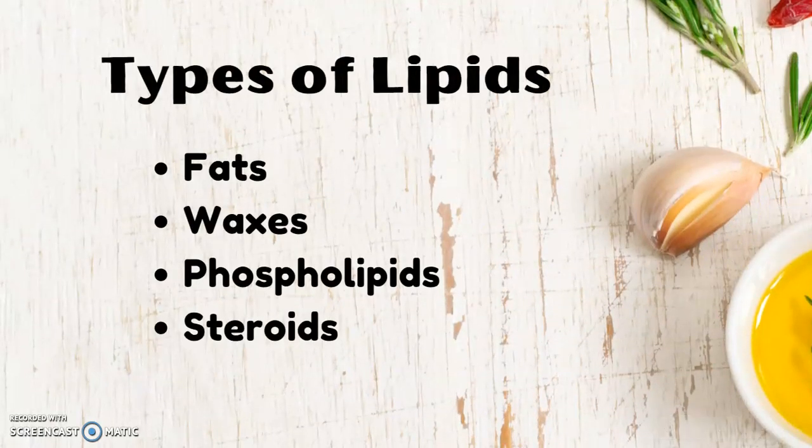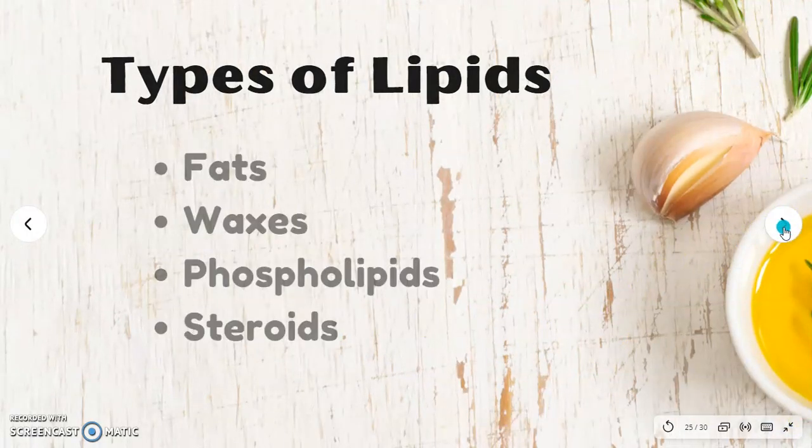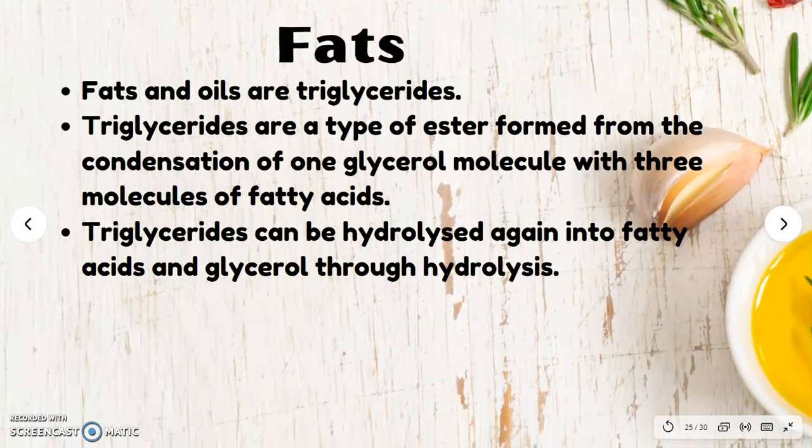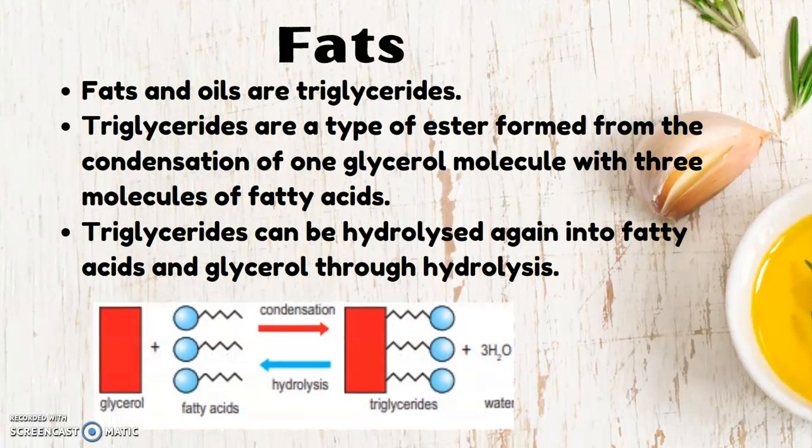Types of lipids. There are 4 types of lipids. First, fat, then wax. The third one is phospholipids, and number 4 is steroids. Fat, wax, phospholipids, and steroids are the types of lipids. Okay, let's discuss fat first.